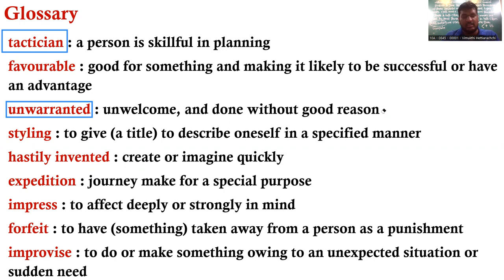Improvising some shots. Now, Tillakaratne Dilshan has improvised his Dilscoop, right? If you are a cricket fan, you may have heard about Tillakaratne Dilshan. He has actually invented a shot called the Dilscoop, right? That is actually a really good improvisation, right? He actually gave a new name to a new cricket shot, right? That is what we call improvise. To do or make something owing to an unexpected situation or sudden need, right? So that is the idea of improvise.